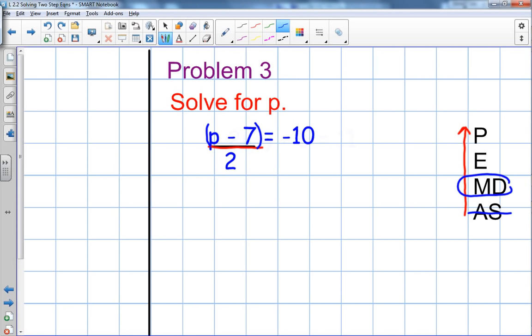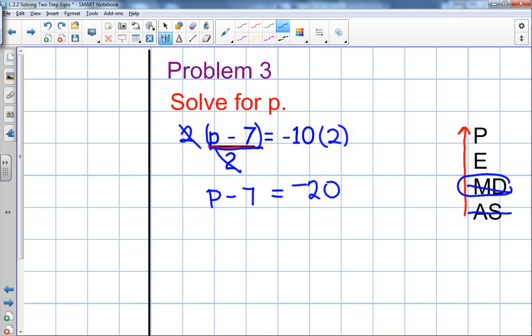And in this case, p minus 7 is being divided by 2, so I'm going to undo the division by multiplying. So I multiply the left-hand side of the equation by 2 so that the divide by 2 cancels the multiplication by 2. And what I do on the left side, I have to do on the other side, or the right side. 2 times negative 10 is negative 20. And what's left is p minus 7.